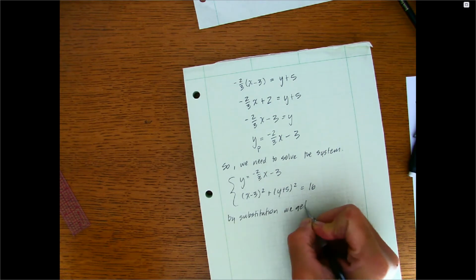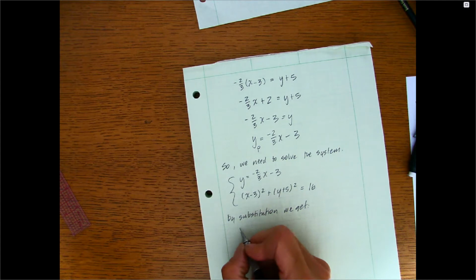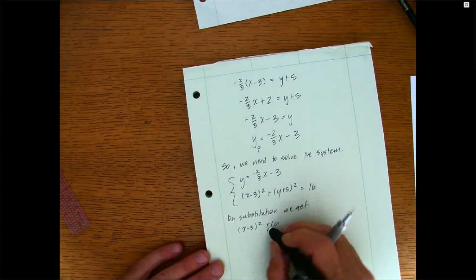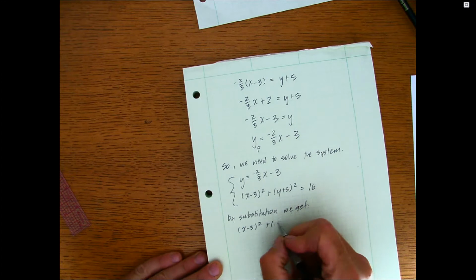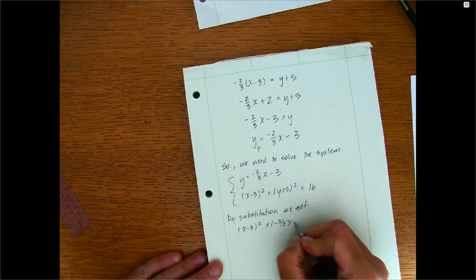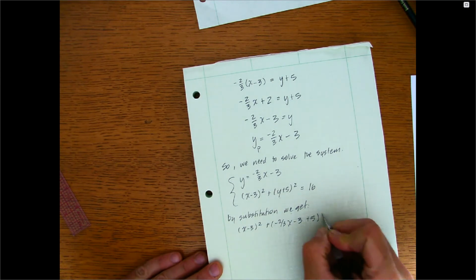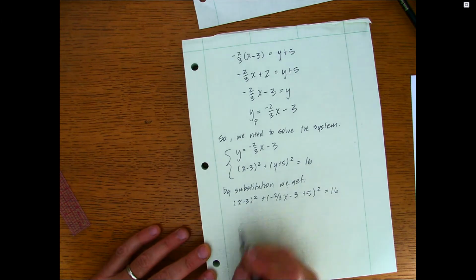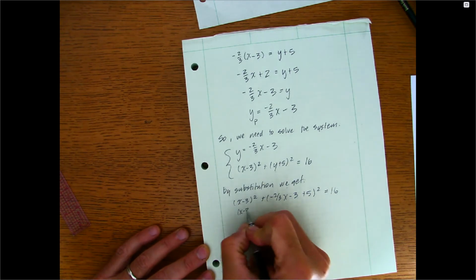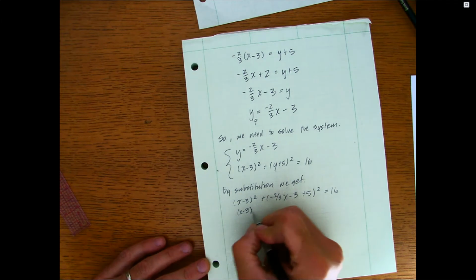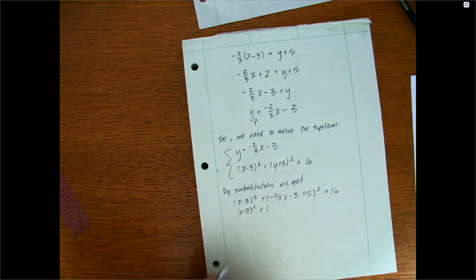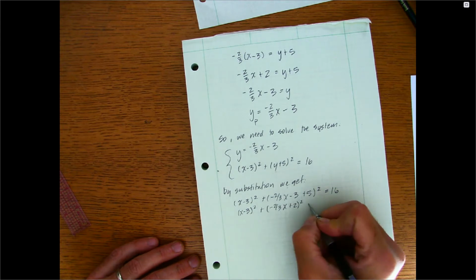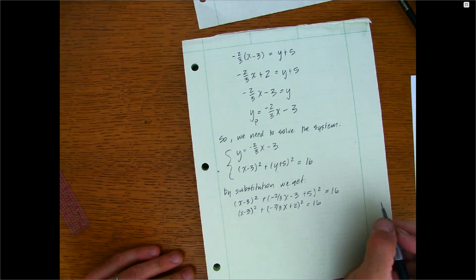We get, what do we get? Let's see, we get (x - 3)² plus, oops, not y, now I want to plug in what I know y to be, (-2/3 x - 3 + 5) quantity squared, and that's all equal to 16. Let's simplify this a little bit. (x - 3)² + (-2/3 x + 2)² = 16.